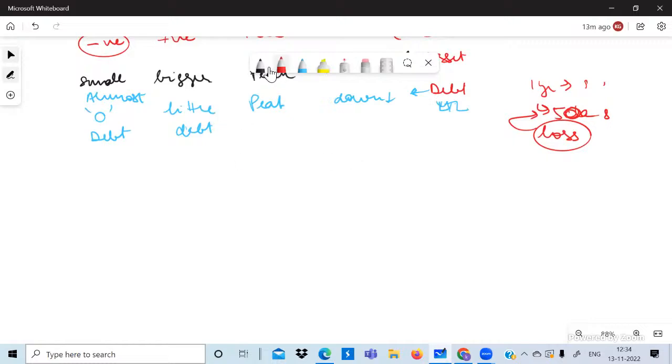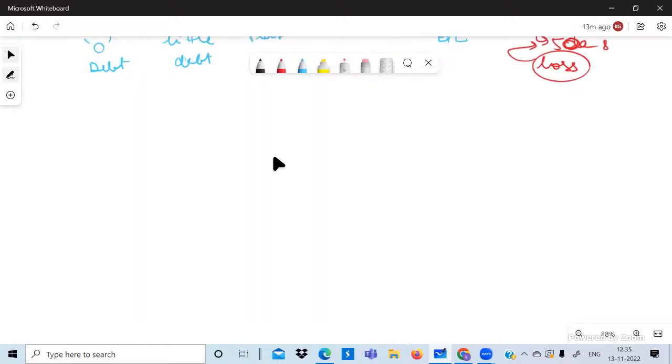Okay, then let's move to income statement. So let's look at income statement. A balance sheet shows the assets and the liabilities and the shareholders' funds. What does an income statement do? An income statement shows you what is the expense, how much is the revenue, and finally, what's your profit or loss that you have generated.